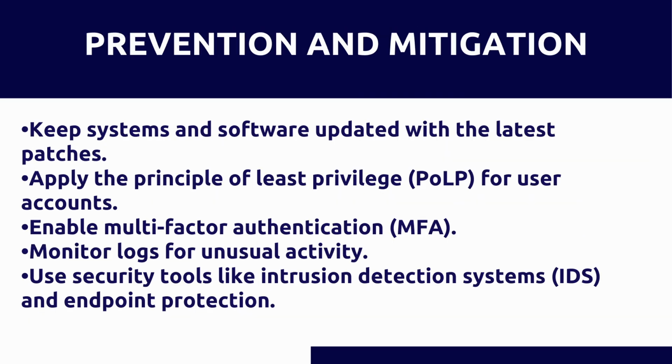Privilege escalation prevention and mitigation. How do we prevent and how do we mitigate? Firstly, by keeping systems and software updated with the latest patches, applying least privilege for users' accounts, enabling multi-factor authentication, then again monitoring logs for unusual activity, and using security tools like IDS and endpoint protection.